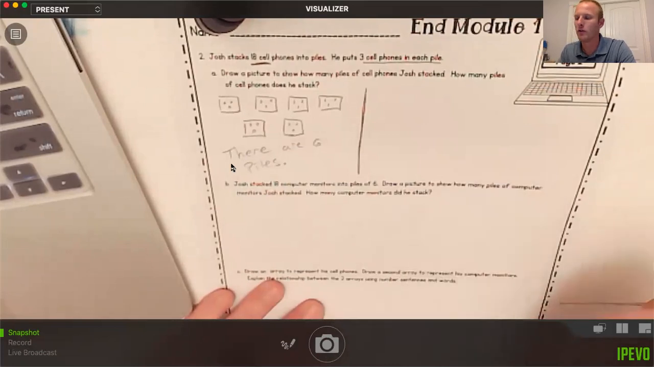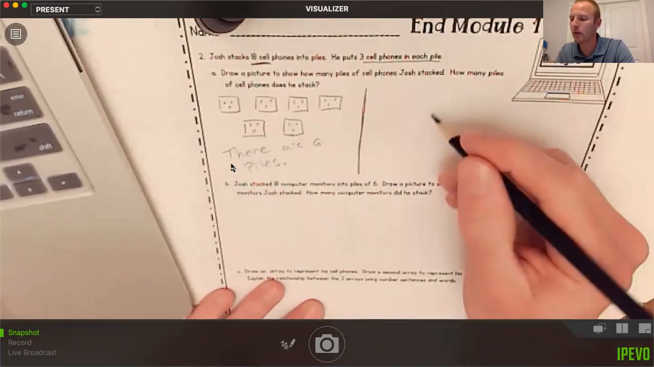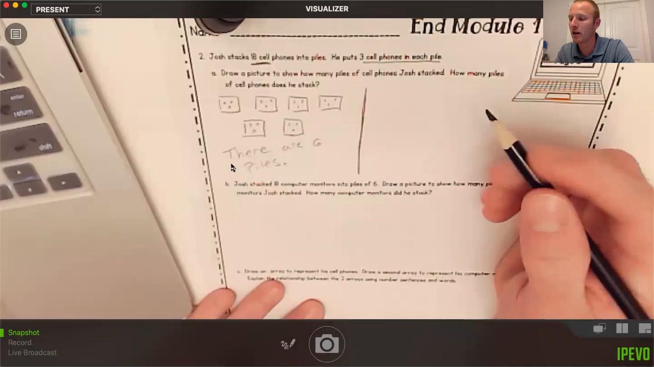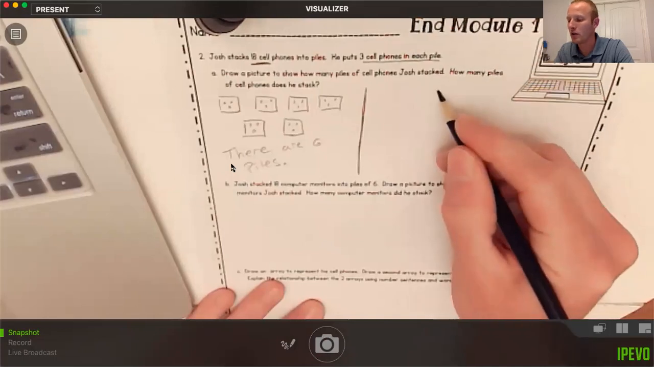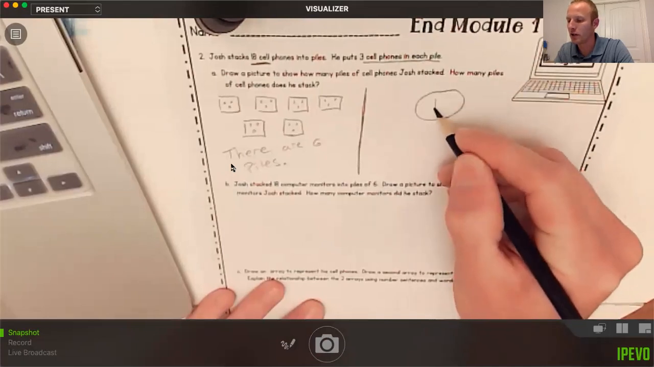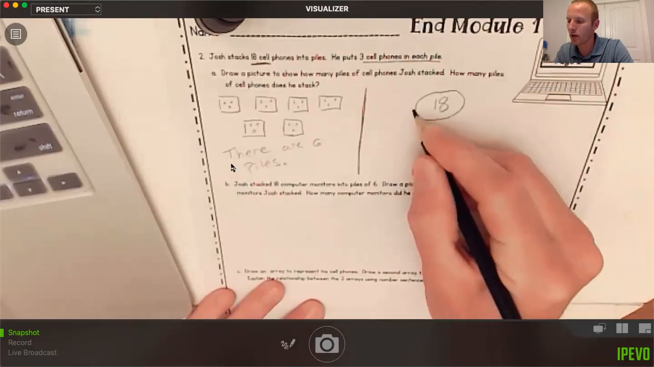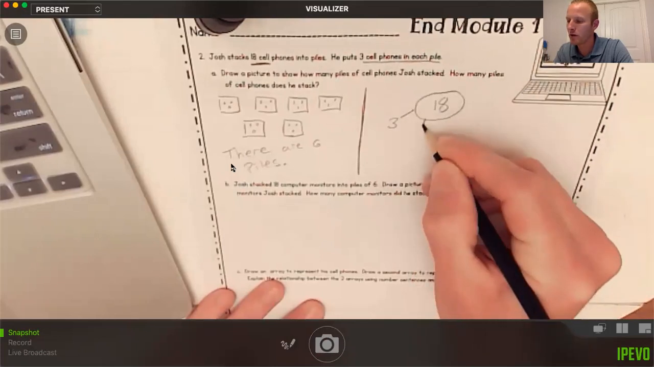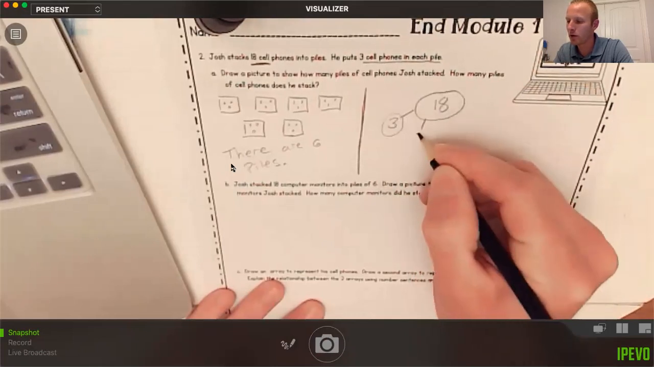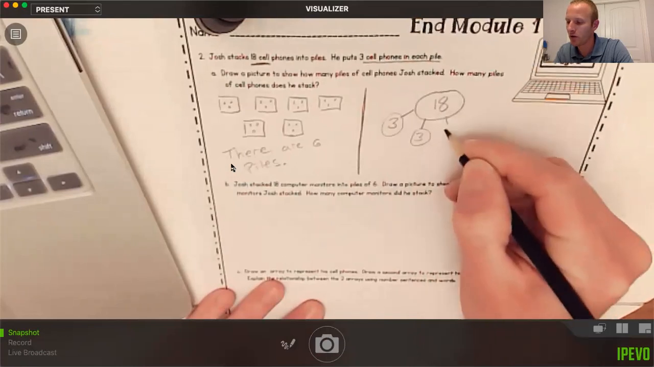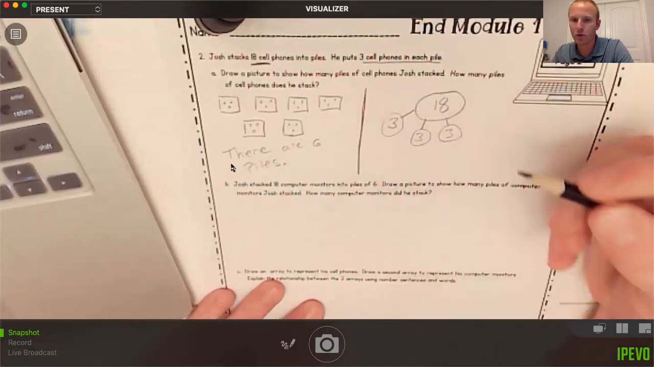So that's one way you could do it. You also could draw a number bond or a tape diagram. I'll go with the number bond here. We know the total is 18. We have groups of 3. So I'm going to do 3, 6, 9. Each time I add a 3, I'm counting by 3.